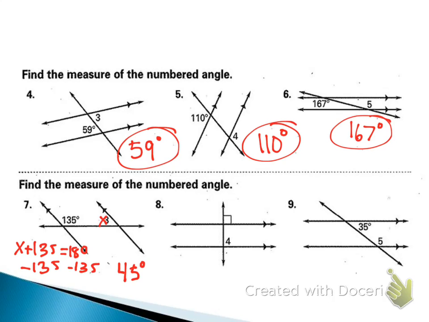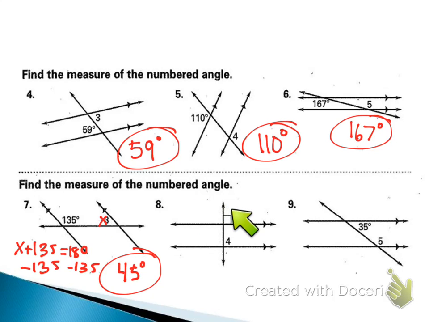45 degrees. Wonderful. So again, you can set up an equation, make this some unknown variable like x. x plus 135 would have to be 180. Or you can just say, well, I know that these need to be 180, so I can do 180 minus 135. That would give me my answer. Either way is fine. Any questions on 7? It's a little different than the rest of them.